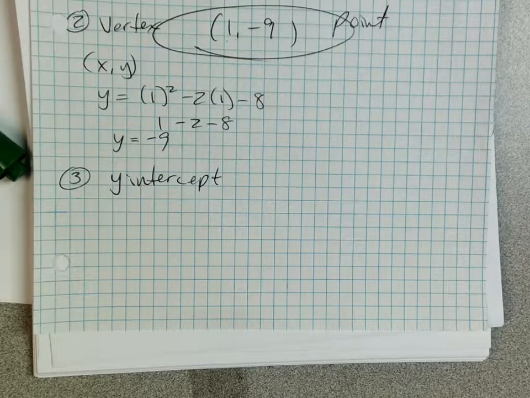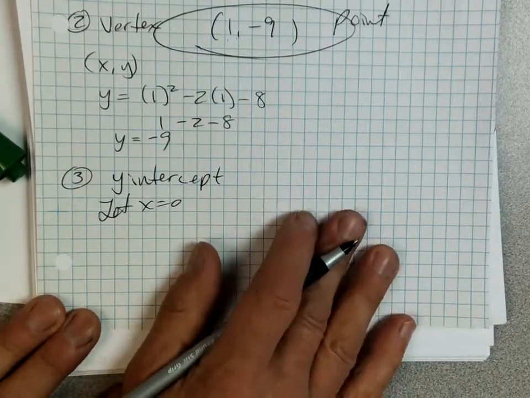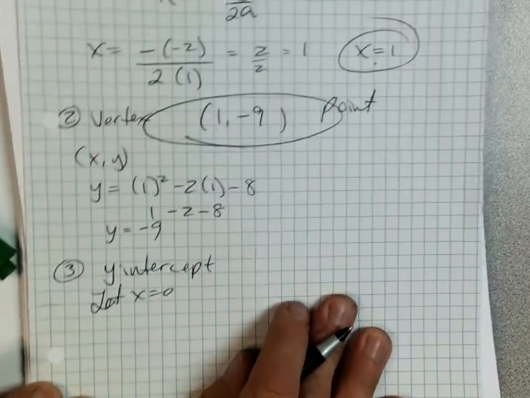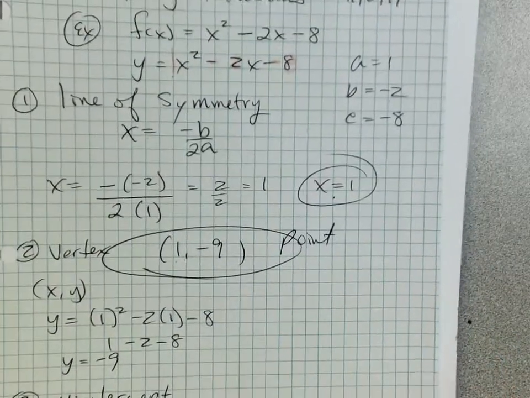Here's my y-intercept. What is the x value at the y-intercept? What's the x value? 0. So a little rule: if I want to find my y-intercept, let x be 0. So let x equal 0. If I plug and chug, but then I don't even know if I need to plug and chug. Let's check it out. Do I really need to plug and chug?